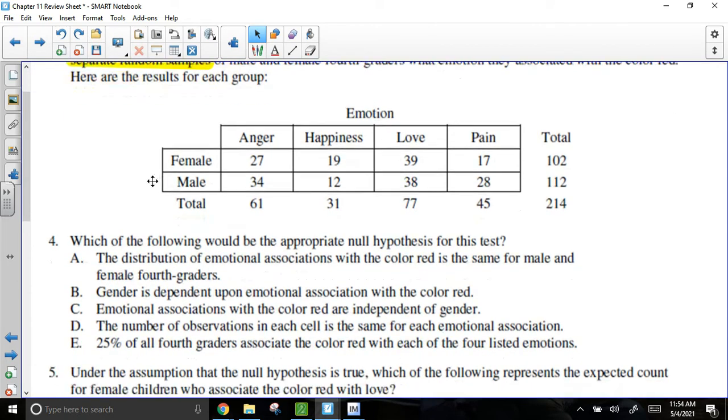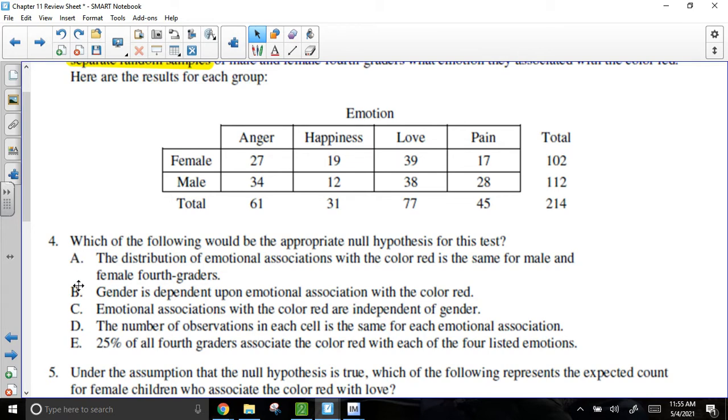So with that being said, look at question 4. It says, which of the following would be an appropriate null hypothesis for this test? Well, if it's a homogeneity test, the sentence frame I gave you is the null hypothesis is there is no difference between population 1 and population 2. So which of those sounds the most likely? Is it A, the distribution of emotional associations with the color red is the same for male and female? I feel like that's sounding pretty good. We're assuming that males and females are the same, which is kind of what my sentence frame says. So I'm going to go ahead and keep A in mind.